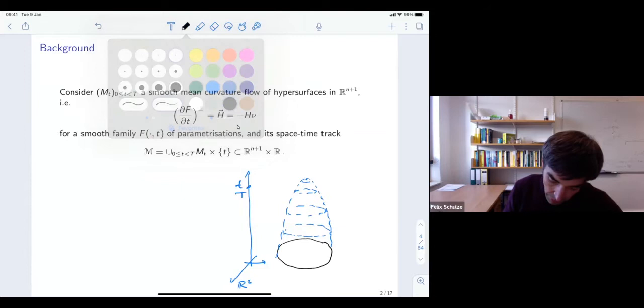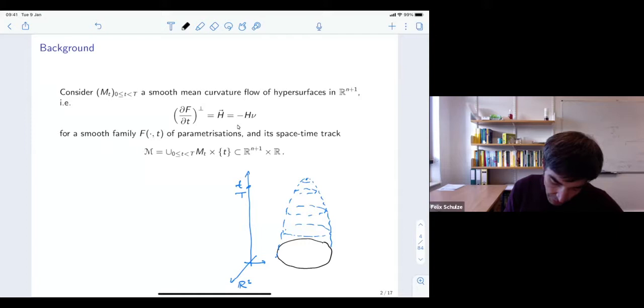I guess all of you have seen this. I'll draw it first and then erase it later and draw the space-time picture. This thing is called a dumbbell. Under mean curvature flow, you have this kind of rotationally symmetric surface.